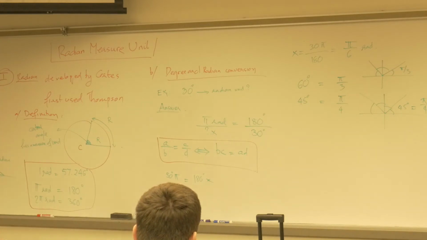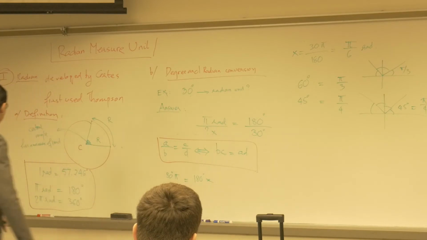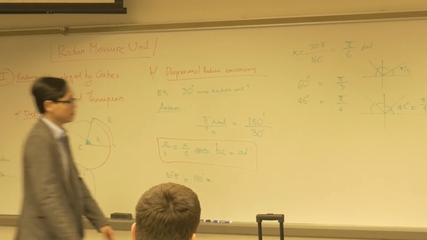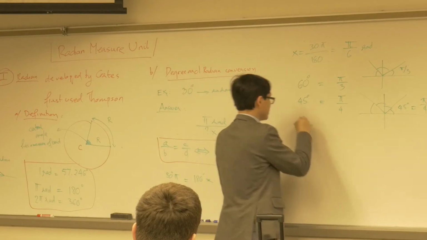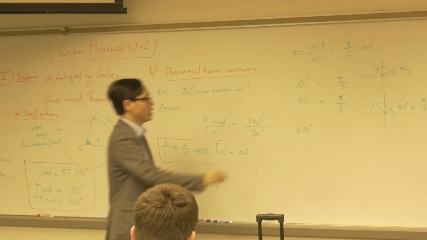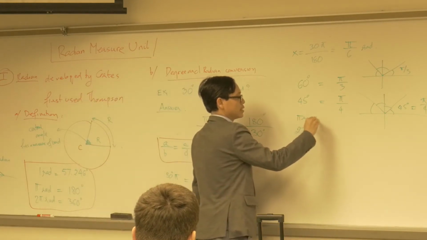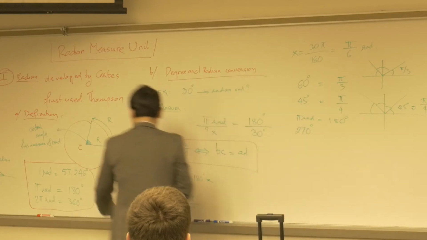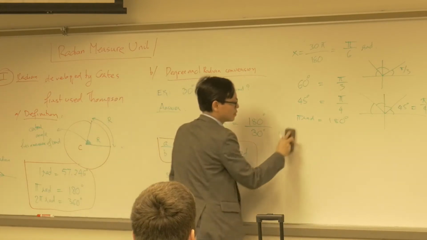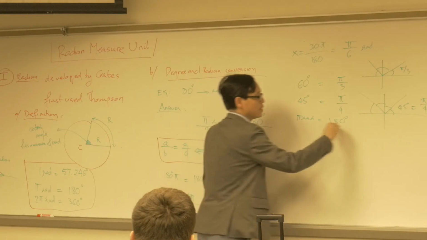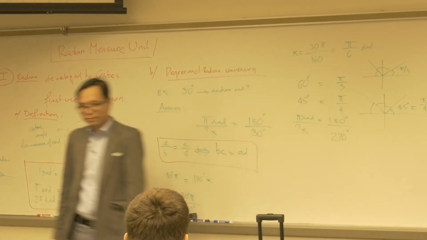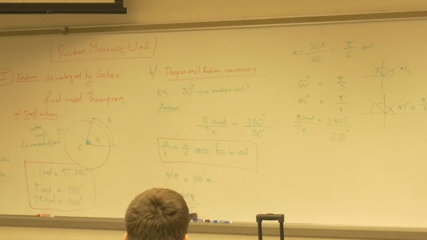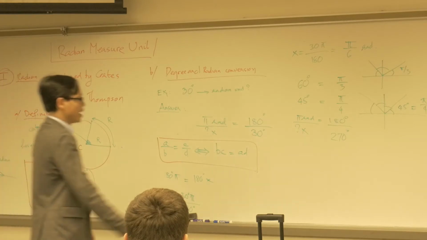And you can do the same for 270 degrees. Let me do 270 degrees to radian. So we know the relation is pi radian is equal to 180. I set up the same thing. Then 270, I put it here, right? How many radian? So go ahead, try to get x, and give me the answer.